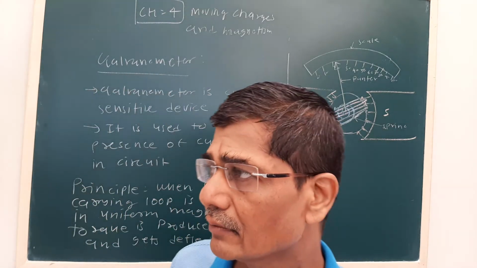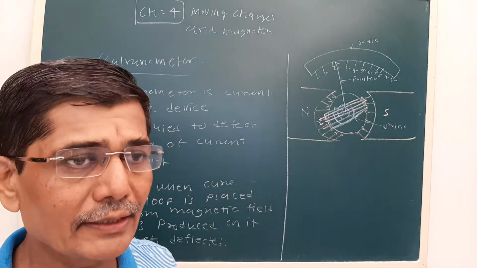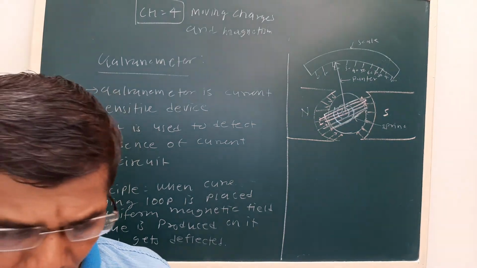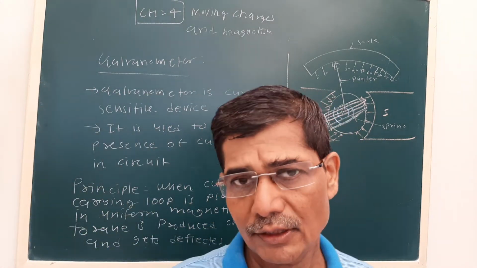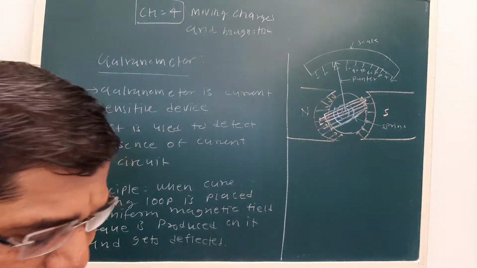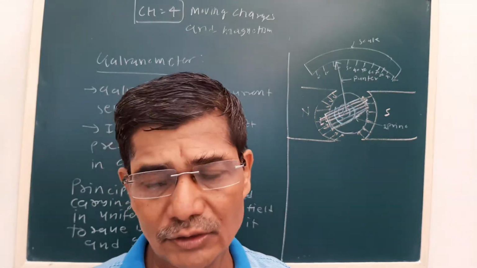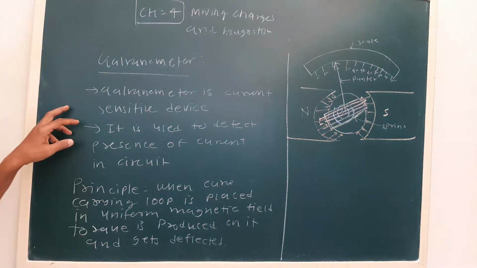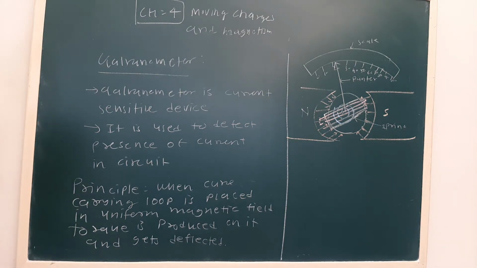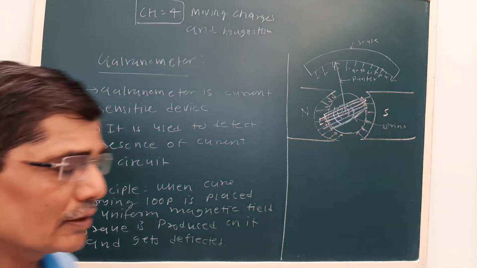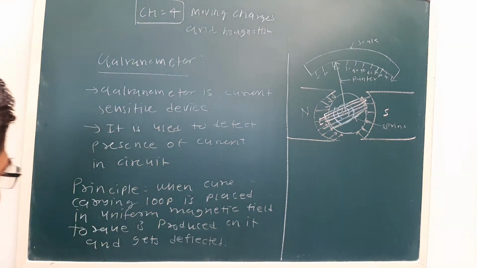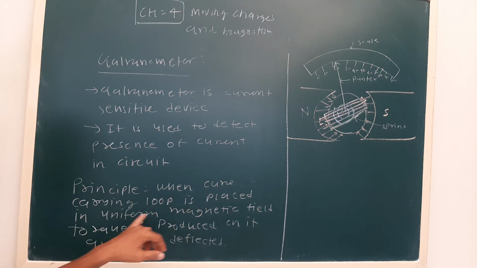See, just now we have derived the equation of torque acting on a rectangular current carrying loop placed in a uniform magnetic field. Our next topic is related to the galvanometer, which uses the same principle. Now see, the galvanometer is a current sensitive device. It is used to detect the presence of current in the circuit. Now, what is the principle of the galvanometer? When a current carrying loop is placed in a uniform magnetic field, torque is produced and it gets deflected.